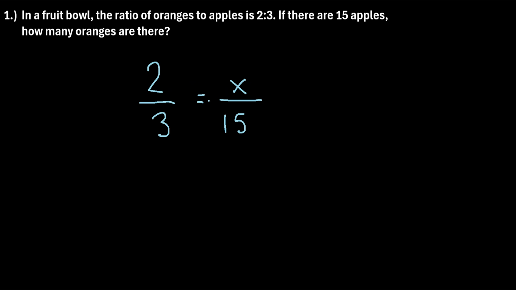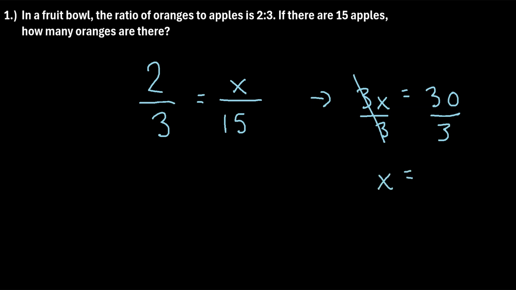So the way that we solve this type of problem is we cross multiply and then we set the values equal to each other. So if we say 3 times x, let's write that right here, 3x is equal to 2 times 15. 2 times 15 is 30. So now we can solve for x. So we can divide both sides by 3. And when we do that, these 3's cancel out and we're left with x is equal to 30 divided by 3 is 10. So that's our final answer. There are 10 oranges in the basket. So x is equal to 10.